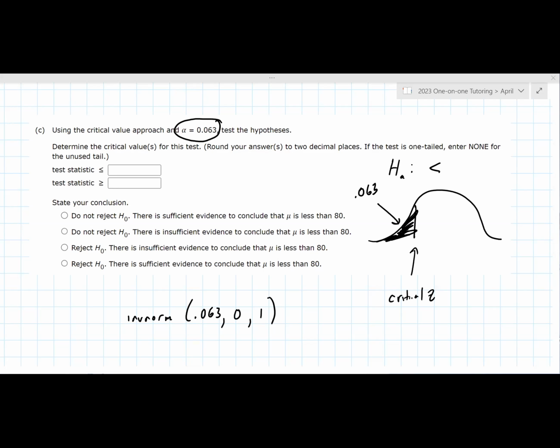Negative 1.53. Good. So that is negative 1.53. Because your alternative is less than, I believe the negative 1.53 goes here and the word none goes here. Because it's less than is why it goes in the top one. Please check that. If it's not, it'll be the flip of this.